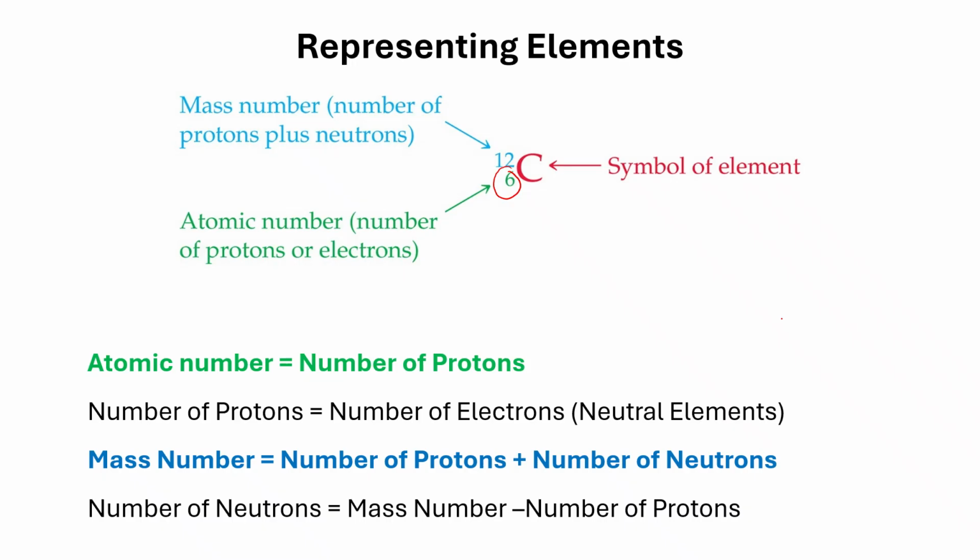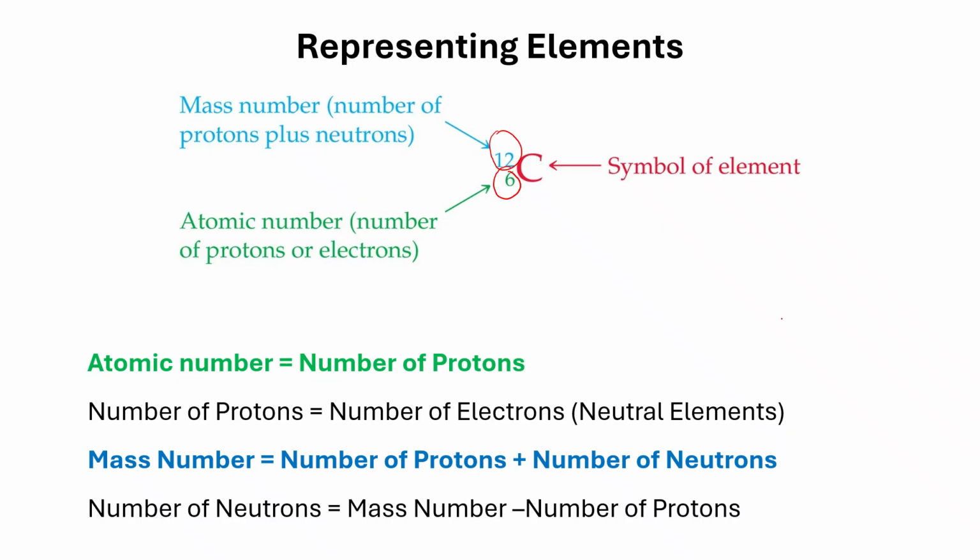The superscript number is called the mass number. For carbon, mass number here is 12. The mass number is the number of protons plus neutrons in the atom. Always atomic number equals the number of protons. For carbon, atomic number is 6. Therefore, number of protons are 6.